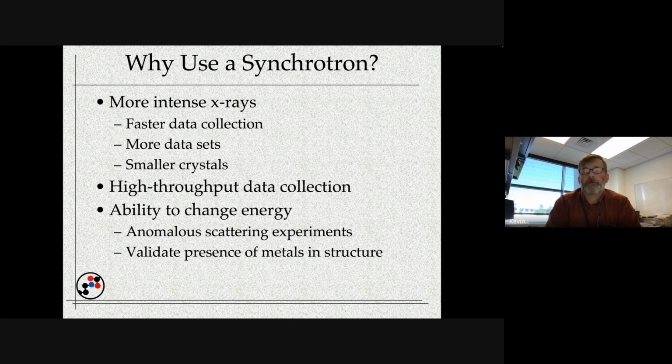experiments, which was really the primary way that people have been doing structure solution for a very long time. And it can also help you validate presence of metals or other elements in your structure, which you can do by changing the energy and doing X-ray fluorescence techniques.